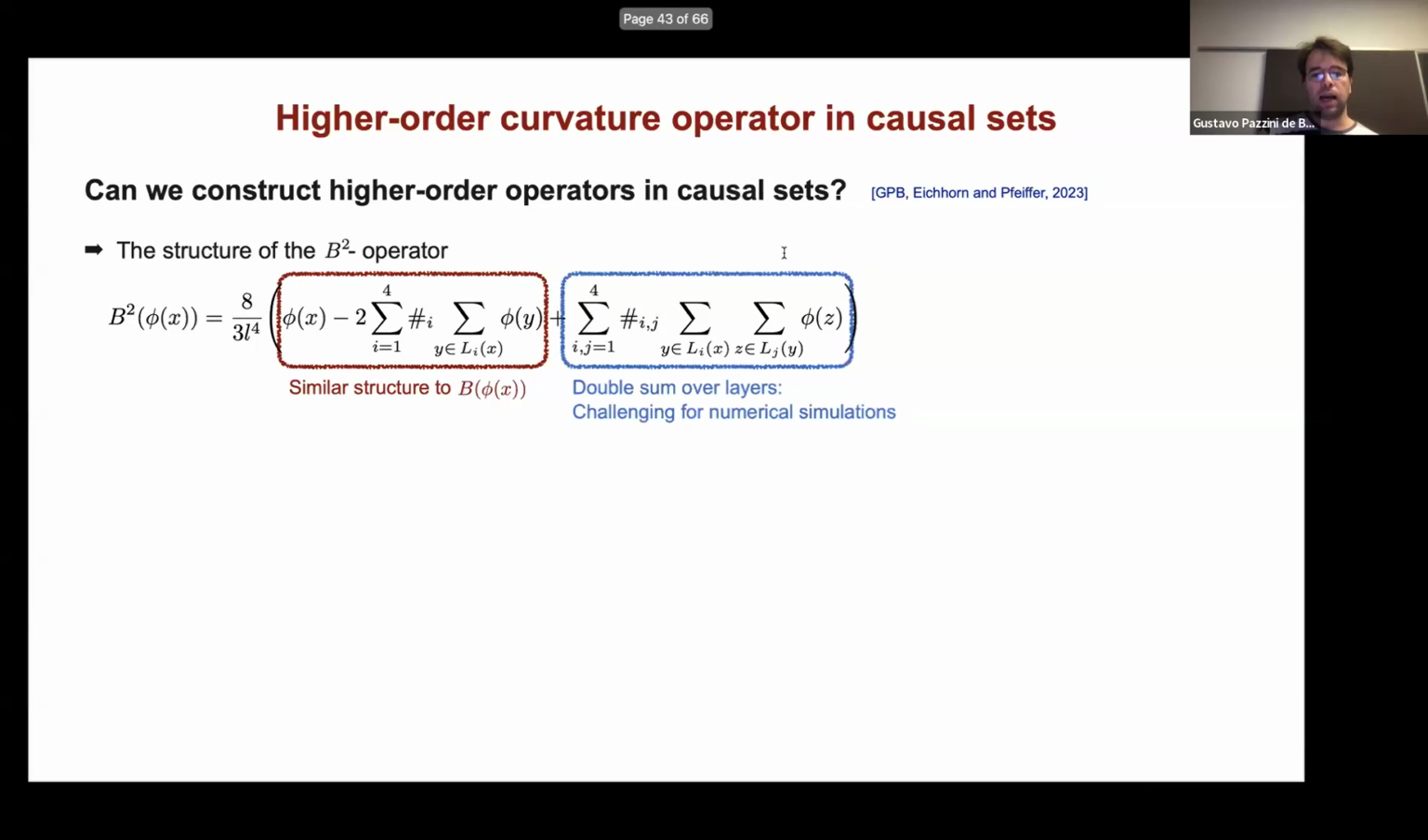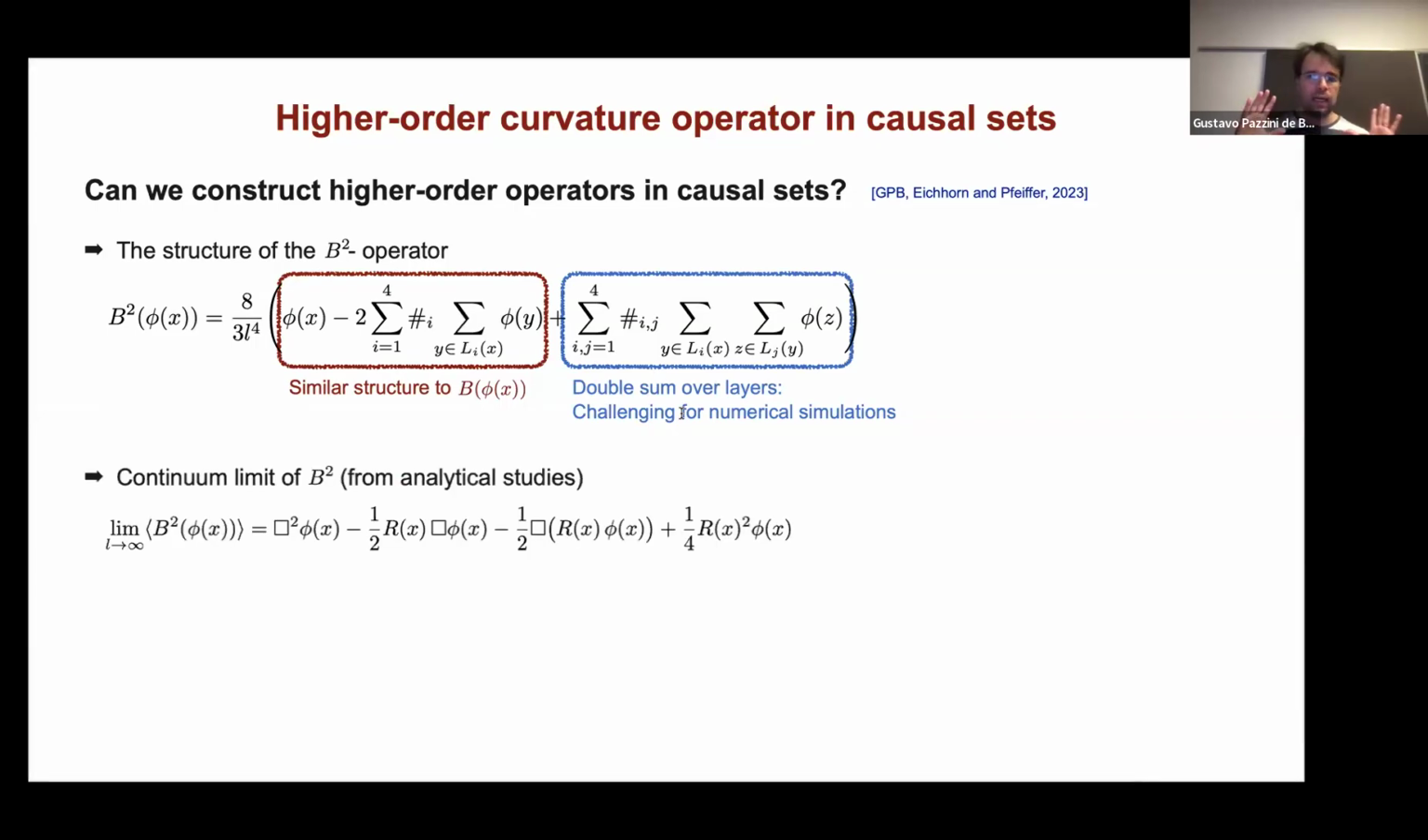But then I also have this kind of double sum over layers. So I have a sum over layer and a sum over layer in the past of the previous layers. And we believe that this is one of the reasons that we found some challenges on numerical simulations when we try to go beyond the analytical implementation of this operator.